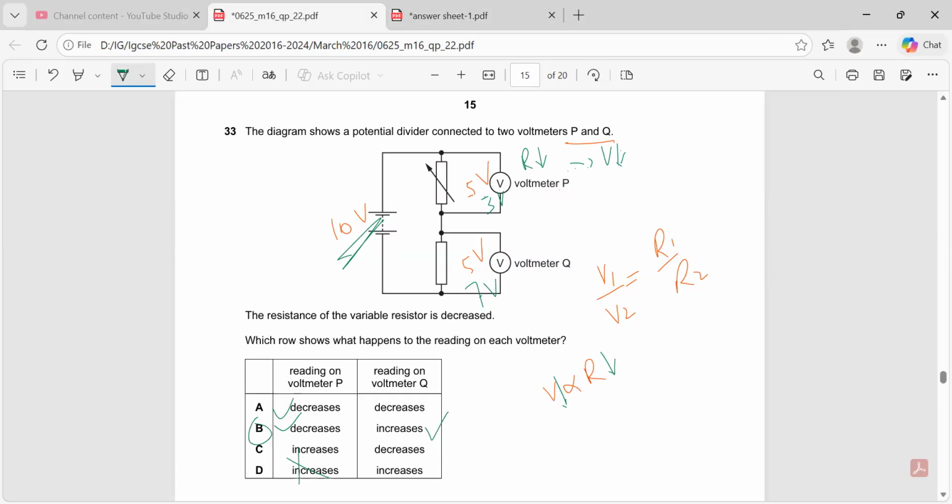Dear friends, anybody having any question here, feel free, you can ask me. Otherwise, I will be moving forward. So, a very basic rule in series and potential divider circuits is V is proportional to R. If the resistance of the variable resistor is decreased, the potential difference across it is also decreased. So what about the other one? That will, of course, increase, so that the total is constant. So the answer for 33 is B.